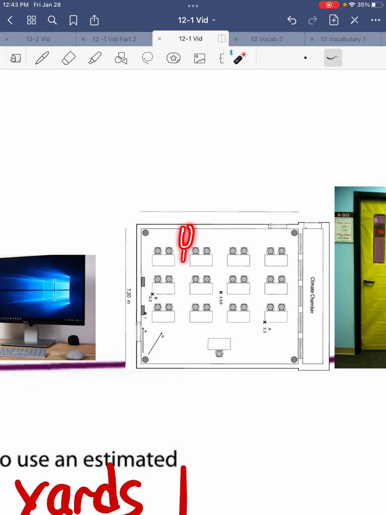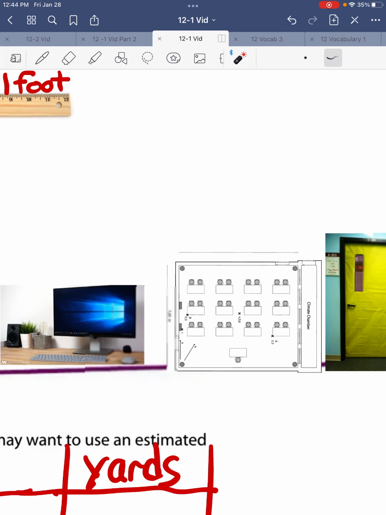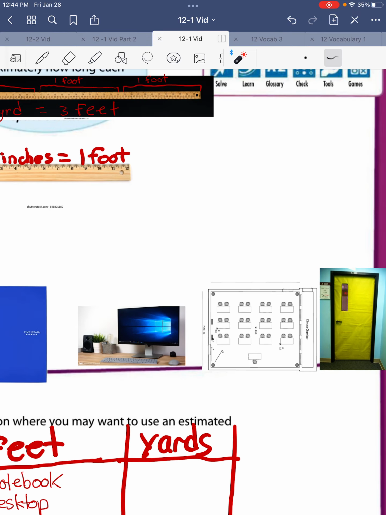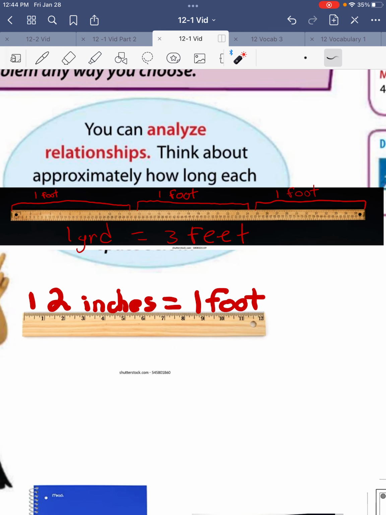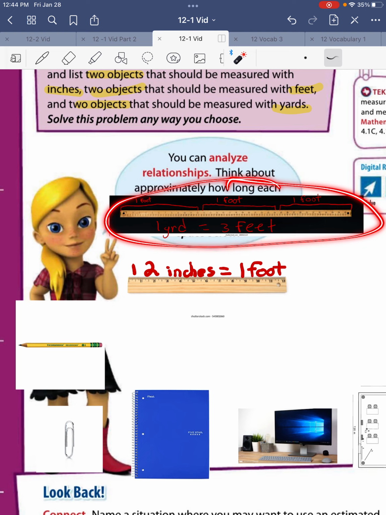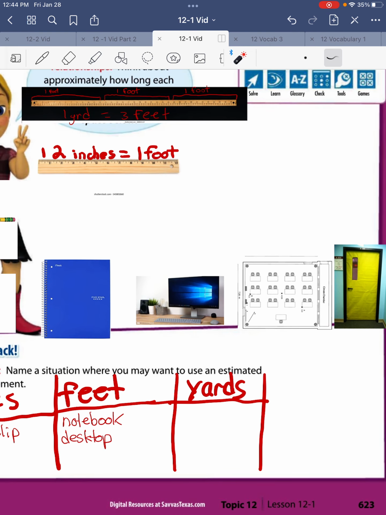I would probably need about 7 rulers to measure a classroom, or maybe even more, maybe 20 rulers to measure a classroom, okay? That would take too long. So because the classroom is so big, it'd be easier for me to use a yardstick, okay? Because remember, a yardstick already has 3 rulers in it. 1, 2, 3. So it'd be smarter for me to use a yardstick. It is bigger. So for yards, I'm going to put classroom.